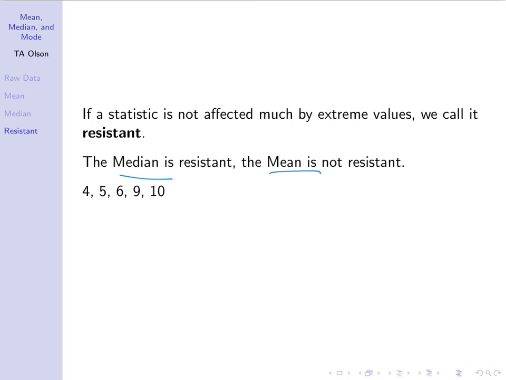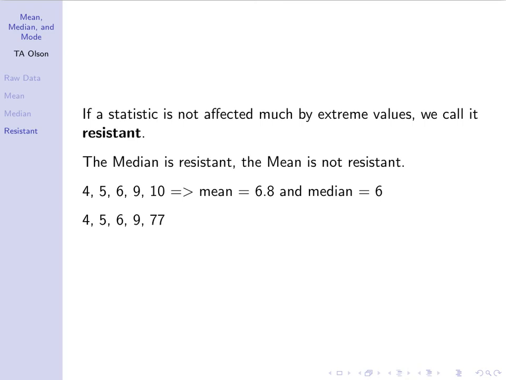In this case, I have the data set 4, 5, 6, 9, 10. There's 5 data points. They're ordered from low to high, so our median is going to be 6. The mean, we would add these things up and divide by 5. So for this data set, 4, 5, 6, 9, 10, the median is 6, and the mean is 6.8. But let's look at a data set where we replace the high value with one that's very extreme and see which one of these 2 statistics changes more.